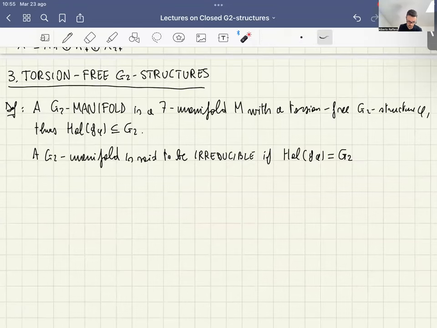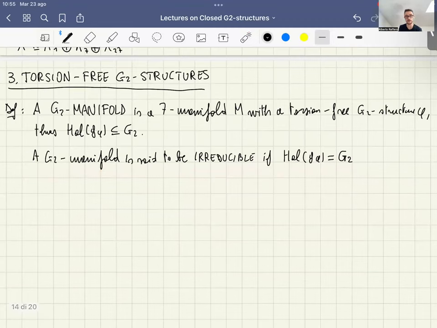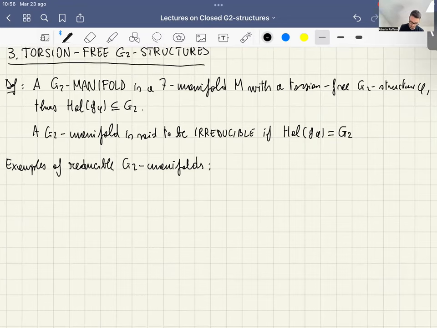And of course, since we defined what an irreducible G2 manifold is, there are also reducible G2 manifolds. In fact, there are some examples of reducible G2 manifolds, whose holonomy is a proper subgroup of G2, that can be obtained starting from known manifolds with special holonomy. They can be obtained as follows. First of all, let's start with a remark given by Joyce in his paper where he constructed the first compact examples of reducible G2 manifolds. So the remark is the following.